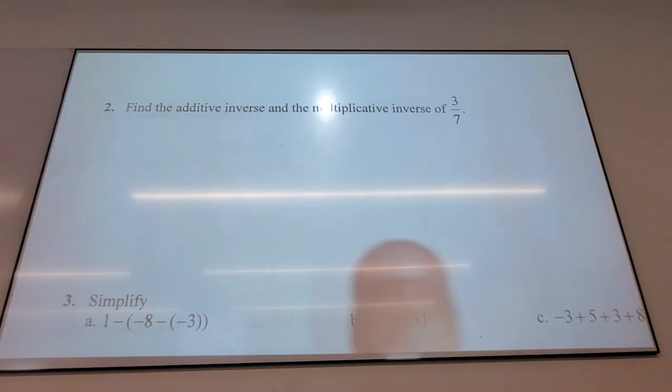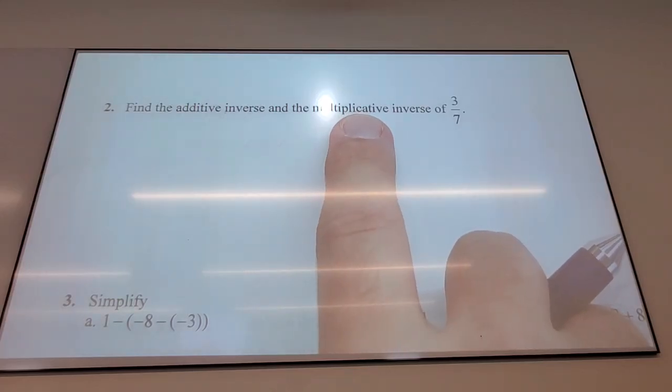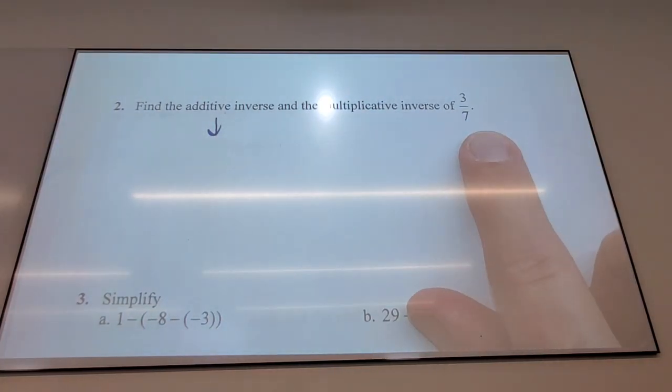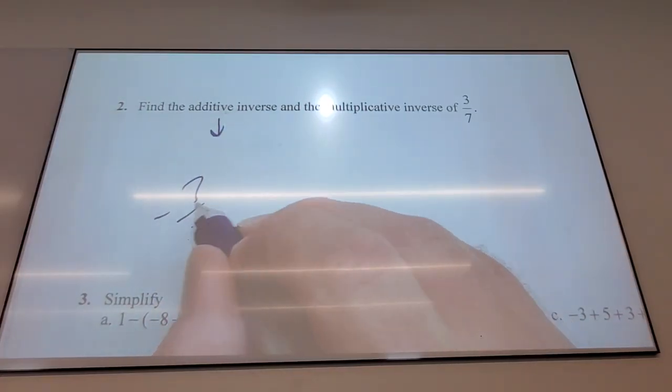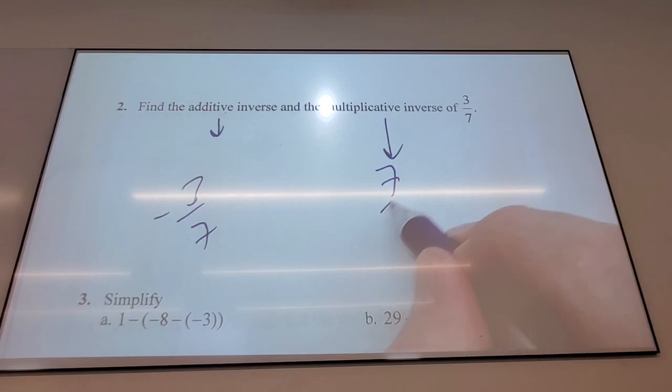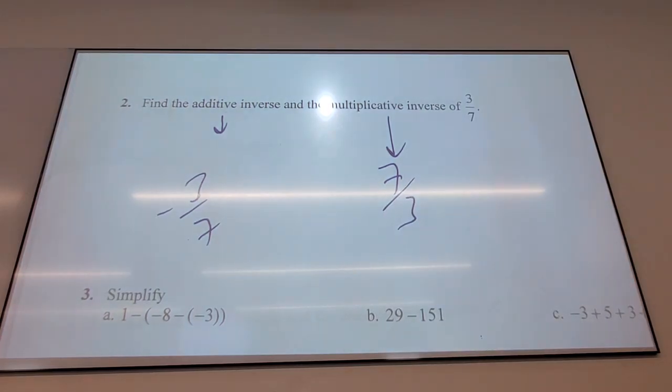Additive inverse is just a different sign. Multiplicative inverse is another name for reciprocal. So what's the additive inverse? Just change the sign so it becomes -3/7. What's the multiplicative inverse? So 3.